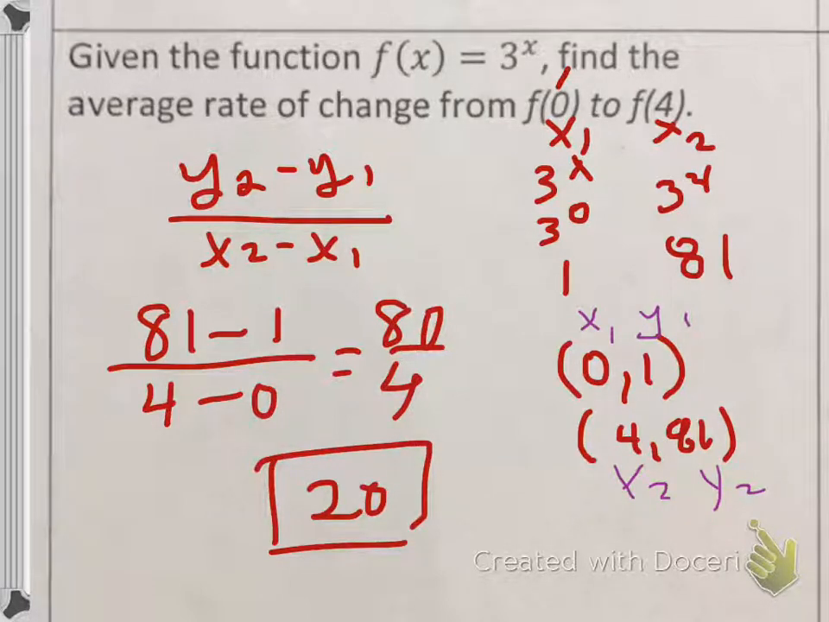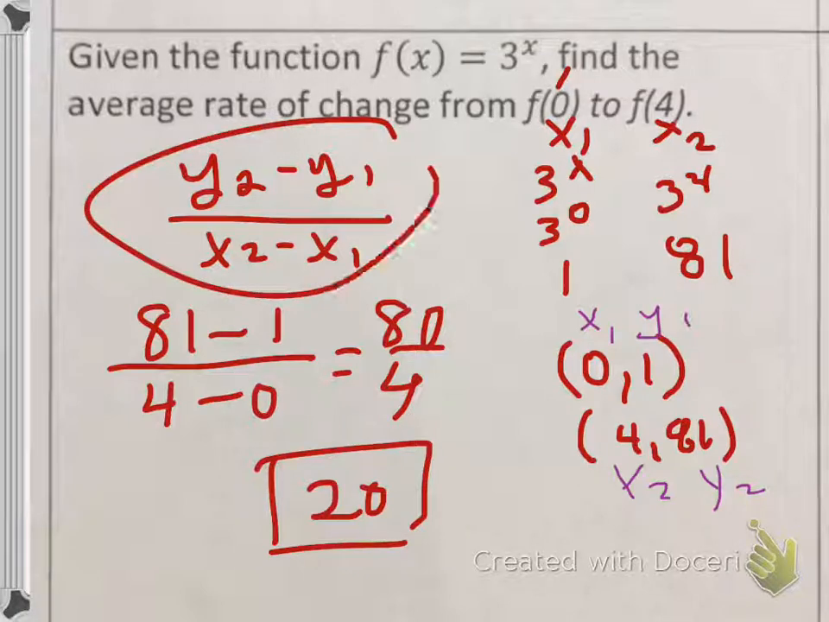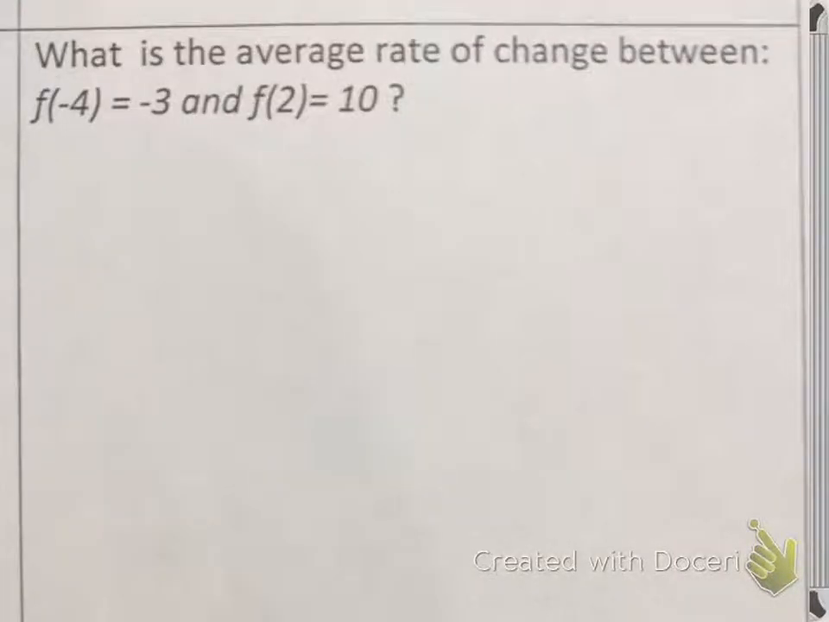So average rate of change, again, you just got to find two ordered pairs, an x1, a y1, an x2, and a y2 to substitute into that slope formula. All right, next one, what is the average rate of change between f of negative 4 equals negative 3 and f of 2 equals 10?